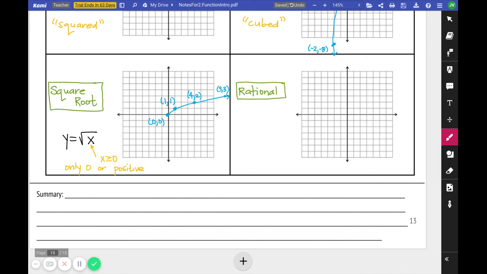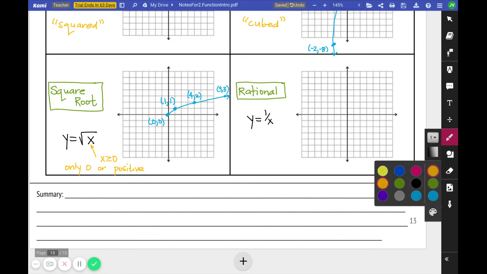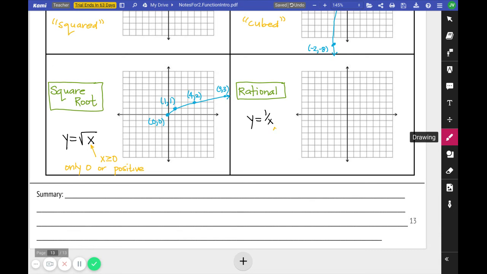is rational, and it is formed by y equals 1 over x. Because we are dividing, we have to account for a special rule. X cannot be 0. AKA, the denominator cannot be 0 because we cannot divide by 0. All that to say, when we do the graph, we're going to have some interesting things happen at 0.